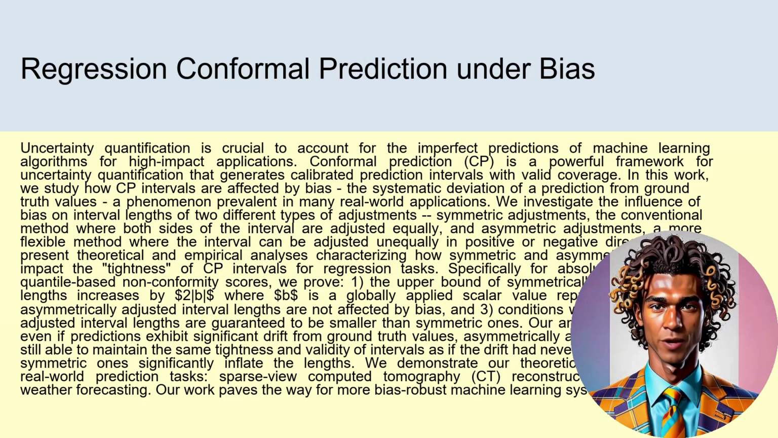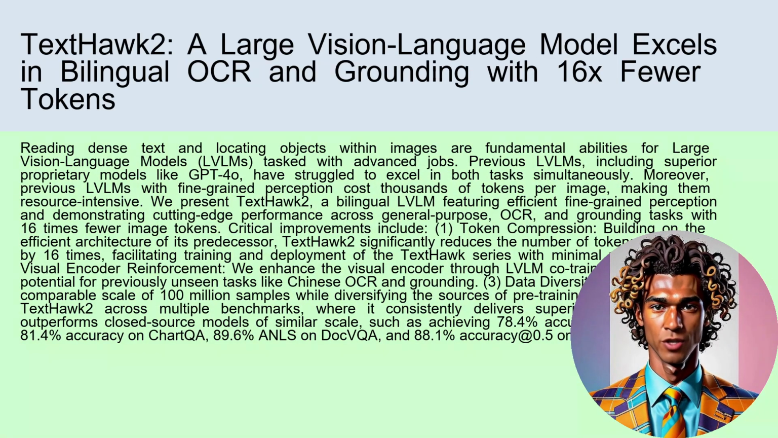In the research titled TextHawk 2, a large vision language model excels in bilingual OCR and grounding with 16x fewer tokens. The authors introduced TextHawk 2, a new large vision language model designed to be efficient and powerful in understanding both text and images. The goal of TextHawk 2 is to excel in tasks that require reading text within images, like recognizing text in documents, OCR, as well as understanding the relationship between objects and words within an image, grounding.